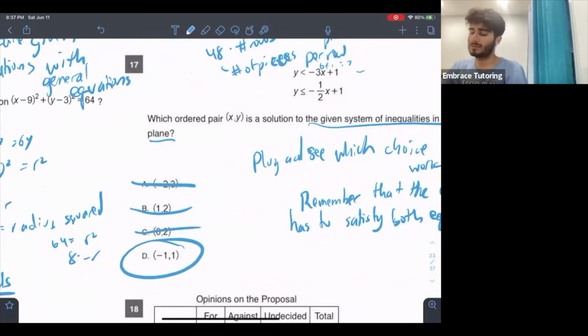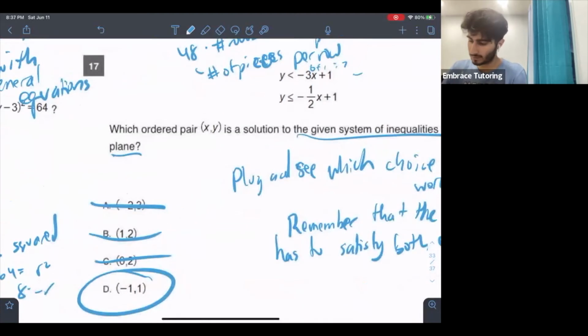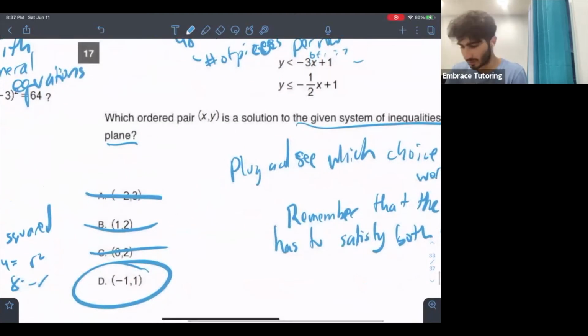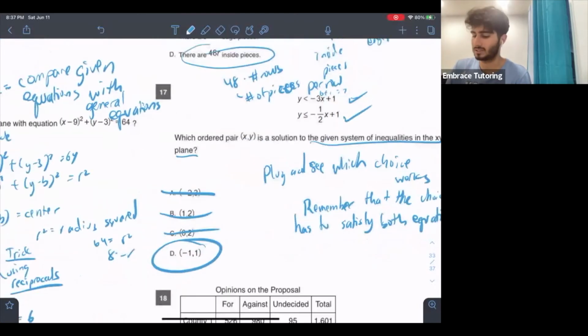You can do plug and chug and see which one works. Instead of solving it and making mistakes, you can just see which one works because they give you 4 option choices, and one of them has to be correct. So you can do that, but let's double check choice D. -3 times -1 is 3, plus 1 is 4, which is greater than 1, that's correct. And then -1/2 times -1 is 1/2 plus 1. 1.5 is greater than 1, which is also correct. Choice D is correct.